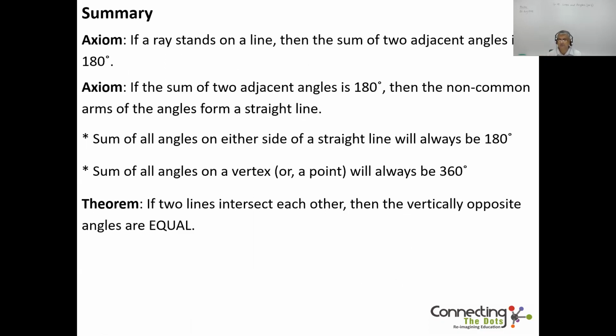And then in the last, we learned that if we have two intersecting lines, then the pairs of vertically opposite angles will always be equal. All right, so with that, we conclude this class, and in the next class we'll take up these two questions with the diagrams and solve them.